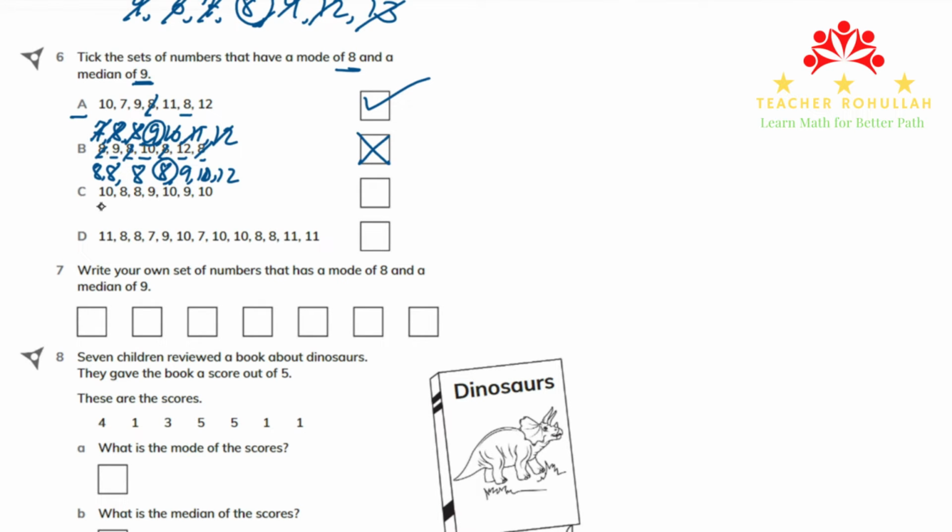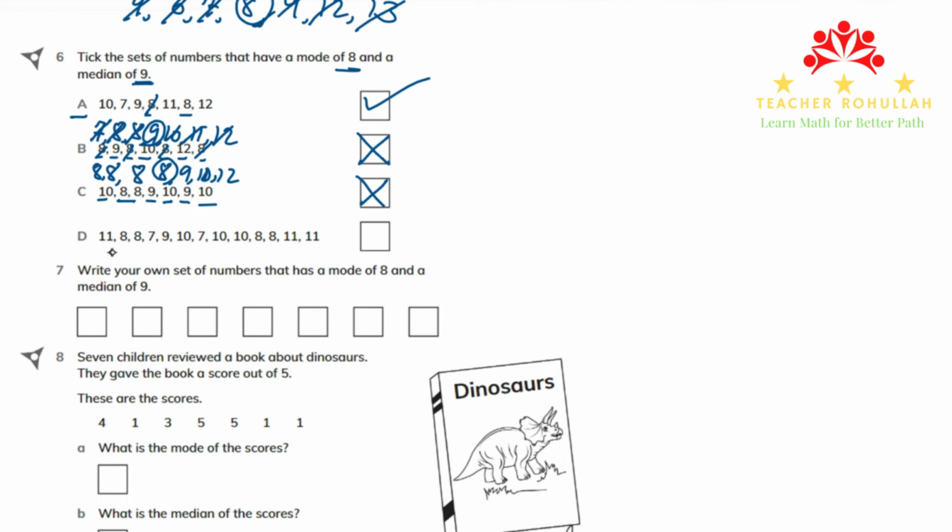In the dataset in part C, we have 10, 8, 8, 9, 10, 9, 10. Here, maybe 9 is the median, but 8 is not the mode. Why? Because we have 2 8s, 3 10s, and 2 9s. So in this case, the mode is 10, not 8. So if it does not fulfill one of the requirements, it cannot be accepted. So I will cross this one also.